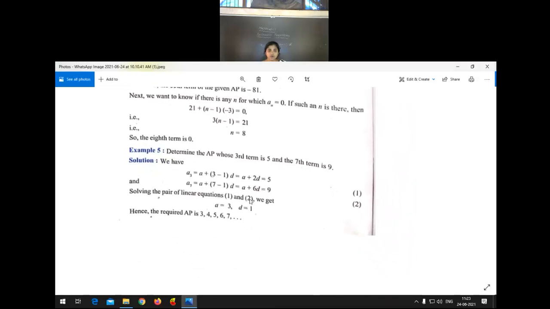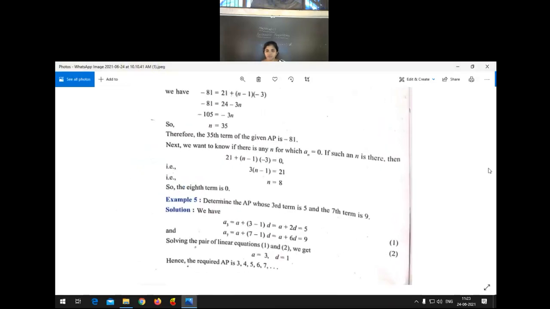Okay, next, the fifth problem. In the fifth question, what we have actually: determine the AP whose third term is 5 and the seventh term is 9. How can we solve this question? Third term is given and seventh term is given. How to work out this type of problem?